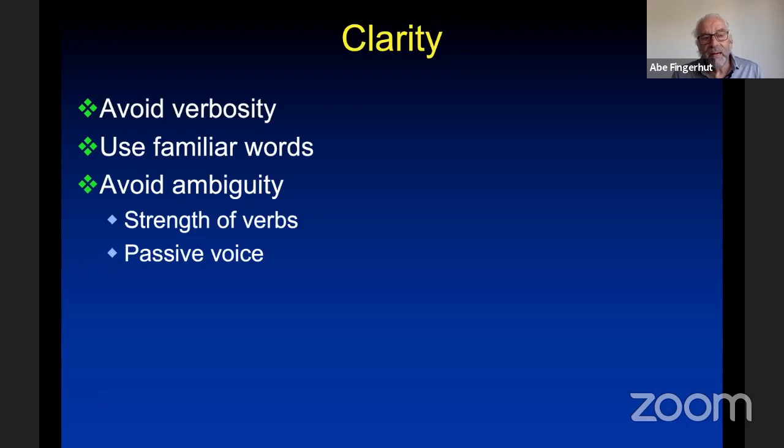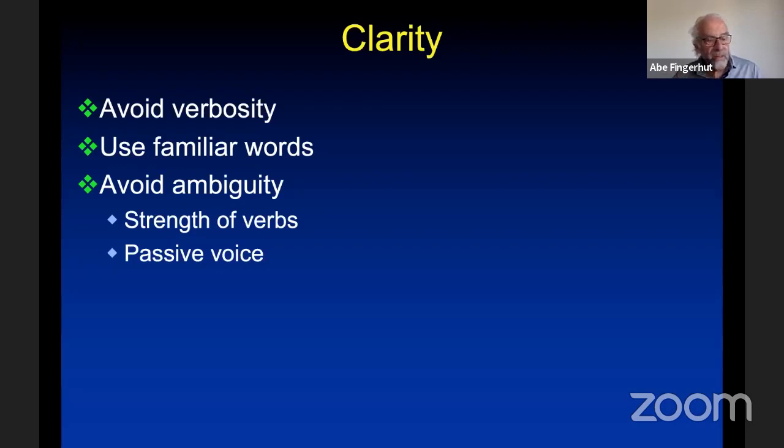And one of the most common misuses in medical writing is to use verbs. Everybody know what a verb is? To use verbs that have different strengths. And I'll explain what that means in a few minutes.